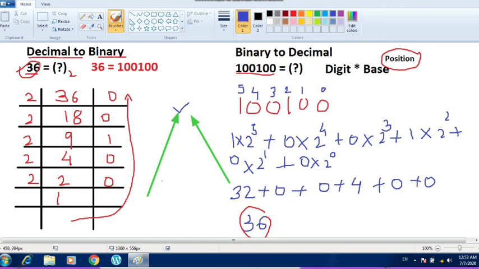So practice a few numbers and try to solve them from binary to decimal and decimal to binary both. And if there is any problem, you can ask me.